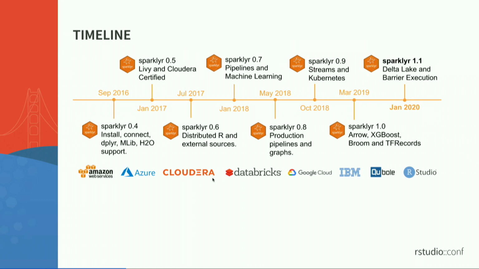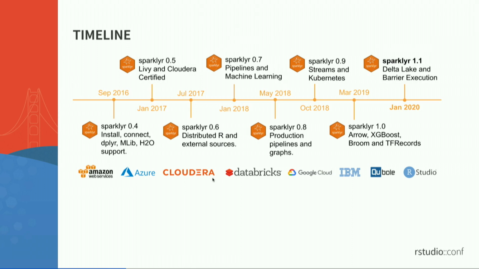The last release of sparklyr was sparklyr 1.0, where we added support for Apache Arrow. And yes, we did get 40 times performance improvements, as Neil was mentioning. So that's pretty great. It's still optional, so you don't get Arrow by default. You need to install the Arrow package and then use it. And sparklyr 1.0 also added support for XGBoost, broom, and TF records.